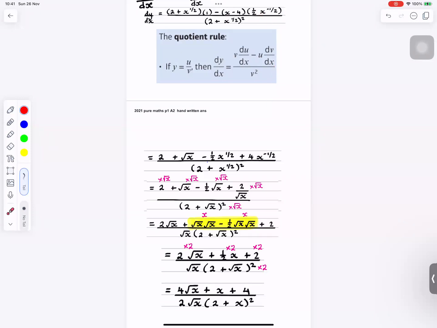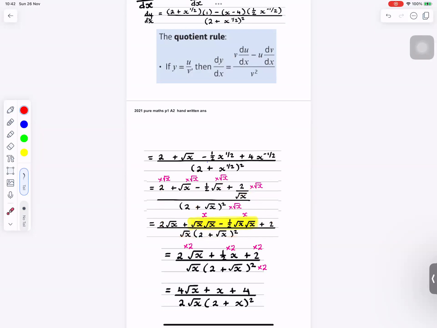So what you want to do when you simplify it is get rid of the square root of x underneath. A technique is to multiply each one by the square root of x. That means this square root of x will cancel with that. And then this one will be 2 root x. This one will be root x times root x. This one will be half root x times root x. This one will just be 2. And this one will be root x times that.